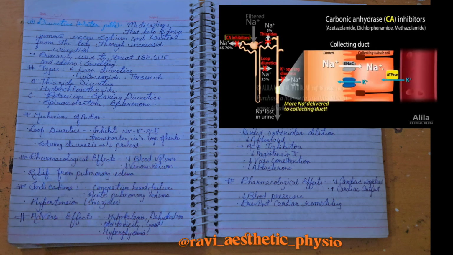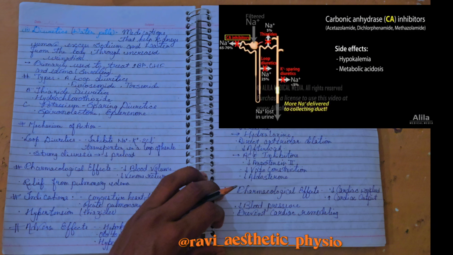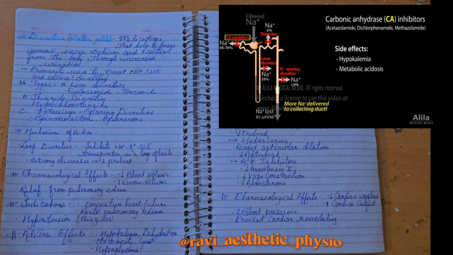So there are some types of diuretic tablets for treatment of different conditions. First is loop diuretics. In loop diuretics, there are two tablets: first is furosemide and second is torsemide. These medicines are used for treatment purposes to increase sodium excretion from our kidney.